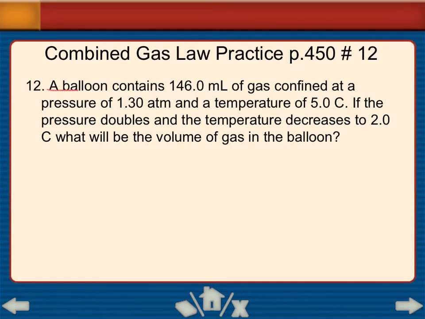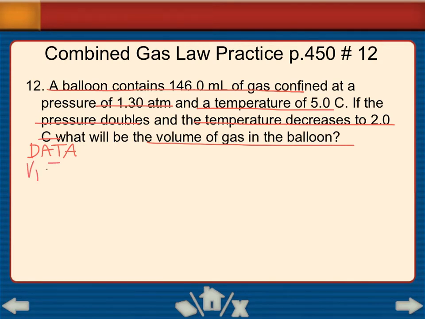This is another combined gas law problem, page 450, number 12 in your text. A balloon contains 146 milliliters of a gas confined at a pressure of 1.30 atmospheres and a temperature of 5 degrees C. If the pressure doubles and the temperature decreases to 2 degrees C, what will be the volume of the gas in the balloon?